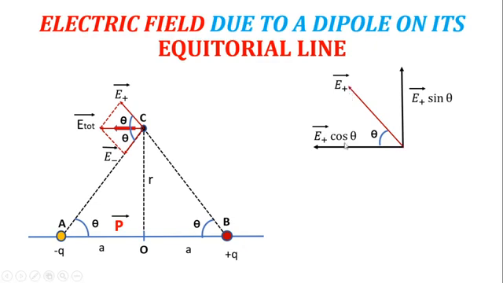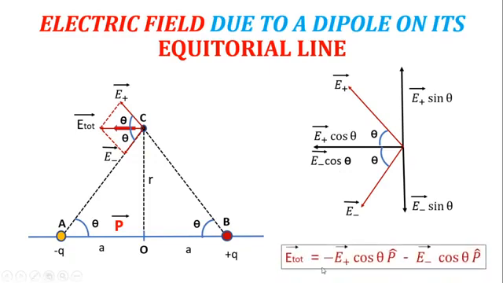For E minus, what will be the resolved components? By taking the angle theta, the adjacent component will be E minus cos theta, and the other component will be E minus sin theta. So E plus sin theta and E minus sin theta are of the same magnitude and opposite, so they get cancelled. The E plus cos theta component and the E minus cos theta component get added up, and so we get the E total.